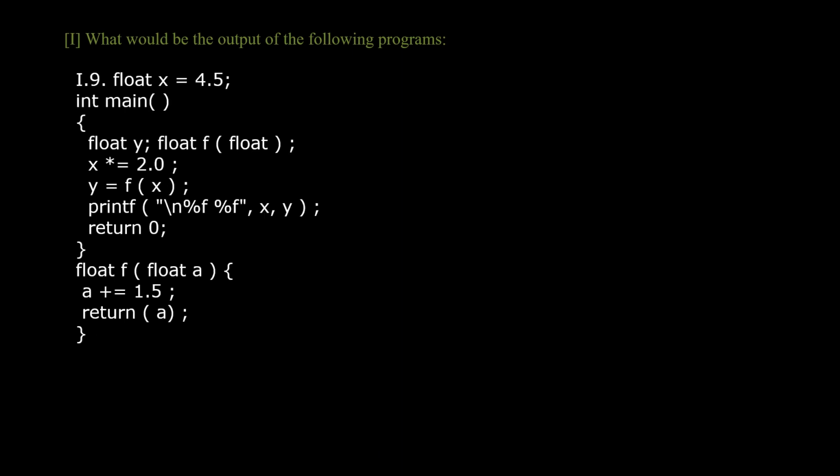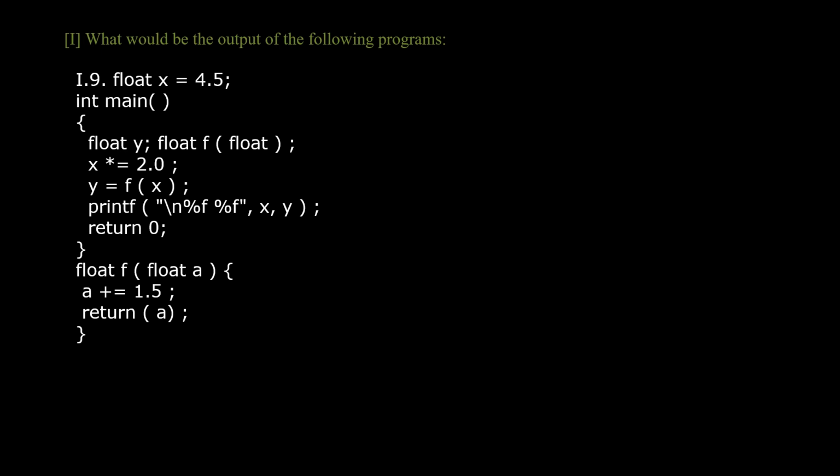Let's see the ninth question. Float x is equal to 4.5 is a global value, and inside main float y, and we have declared a function float f of float, and now x is equal to x into 2.0, which will be 9.0, and we are passing x to function f. Here we are doing plus equal to 1.5, 10.5. That will be assigned to y.